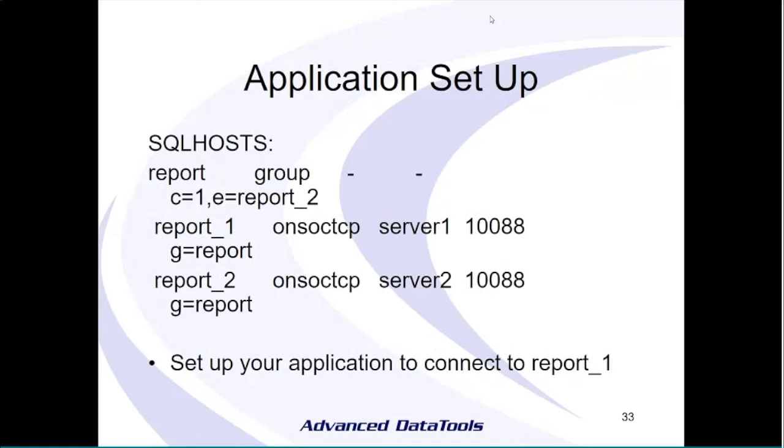Now the actual application setup. Let's say we have multiple report groups, or the application setup we just went over. We tell it to connect to the report group. It'll automatically connect to whichever connection manager we list first, which is normally report_1. If it can't connect to that, it connects to the second one, and we should be all set. Or we can have the connection go directly to report_1, and that'll work fine too, as long as that server does not go offline.